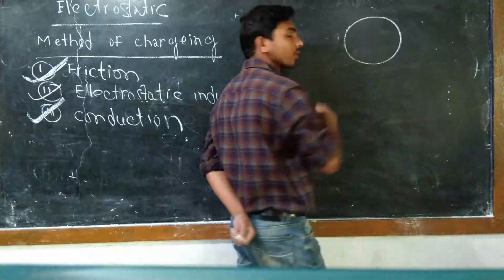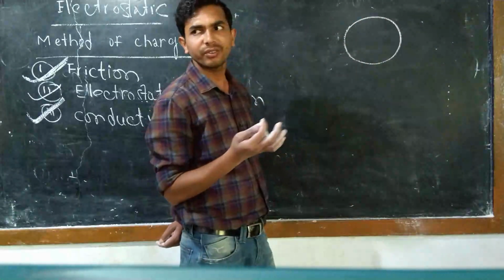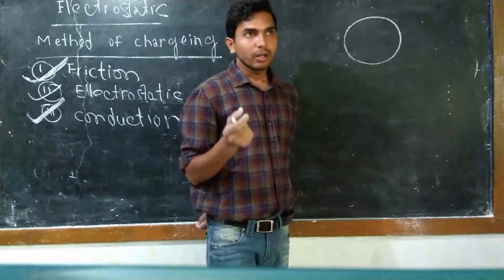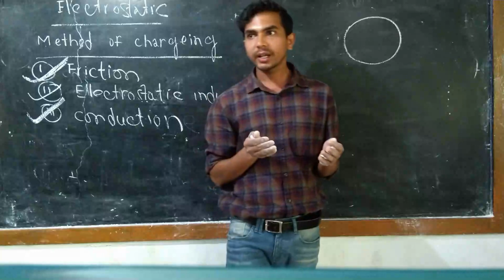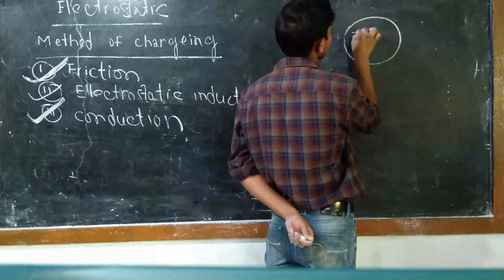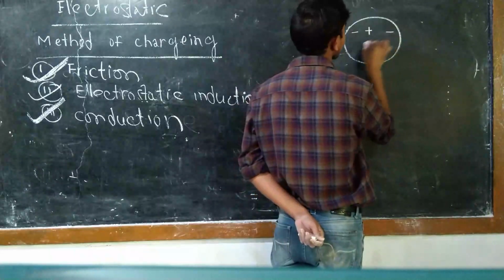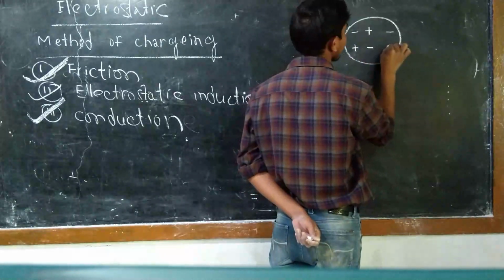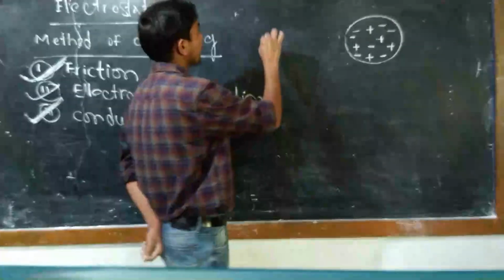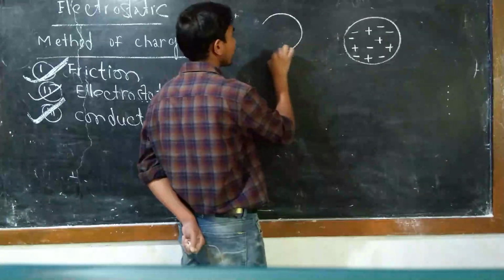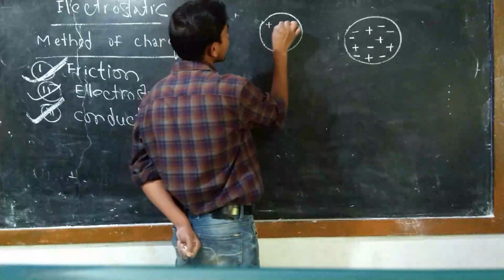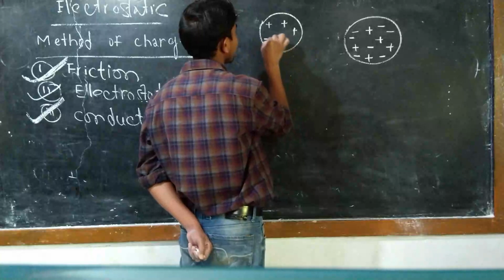Okay, now suppose this one is an uncharged body. Uncharged body means having no charge, which means positive charge is equal to negative charge. So suppose this is your neutral or uncharged body. And I am bringing here one positive charge. Suppose this is a positive one. This body is having positive charge.